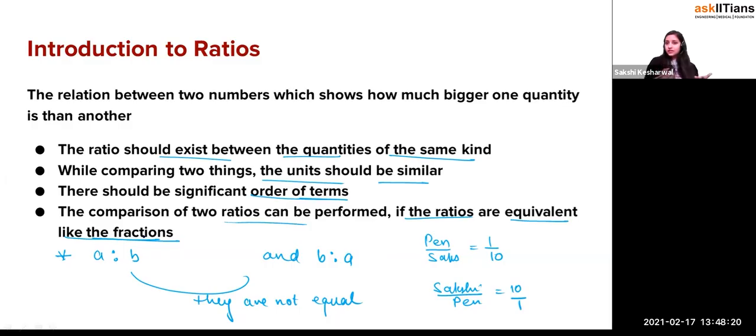So comparison, as we have done with like fractions just now, we have learned about equivalent fractions. Equivalent fractions means, if you have an apple divided into 4 parts and you take one part of it, this is equal to 1 by 4. Now you divide another apple into 8 parts and take 2 parts of it. This will again be an equivalent fraction, that is, 1 by 4 is equal to 2 by 8. And this we have done in the previous classes also, right?